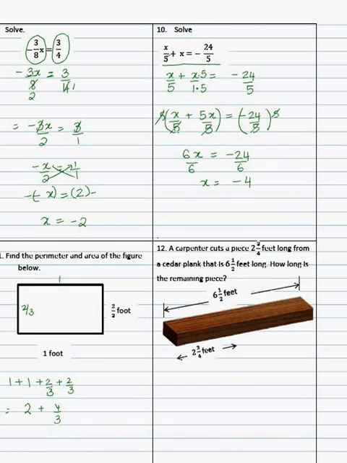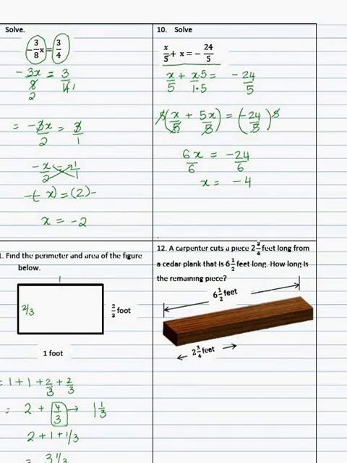There are many ways to do this. If you want, you can change it into an improper fraction and then work it out. So this 4 over 3 is what? When I change 4 over 3 to a mixed number, I get 1 and 1 over 3. So this is 2 plus 1 plus 1 over 3. That gives me 3 and 1 over 3. And this is the perimeter.